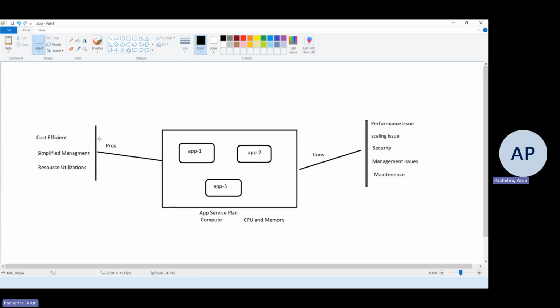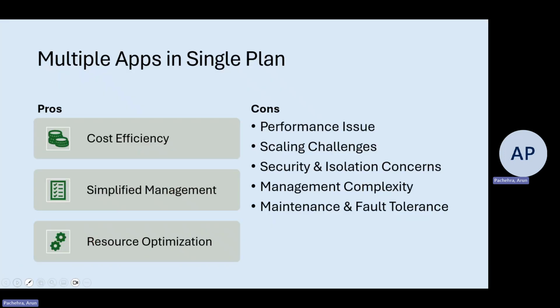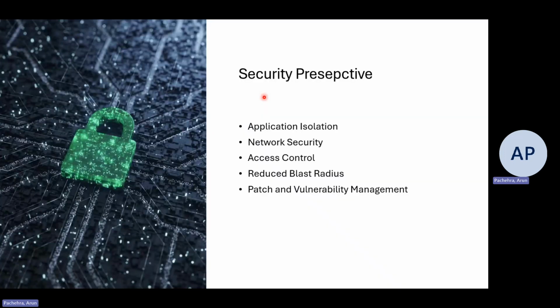So I hope these pros and cons are clear from the perspective of this diagram, and that it helps us understand. Let's go to another slide here. Now we need to see the security perspective as well. We did talk about isolation and security risk, but let's go through all aspects of security.